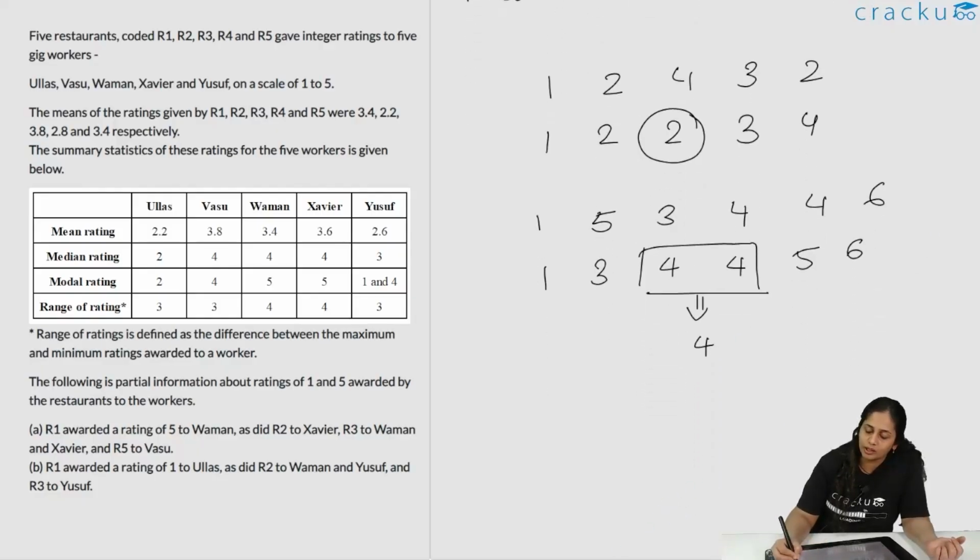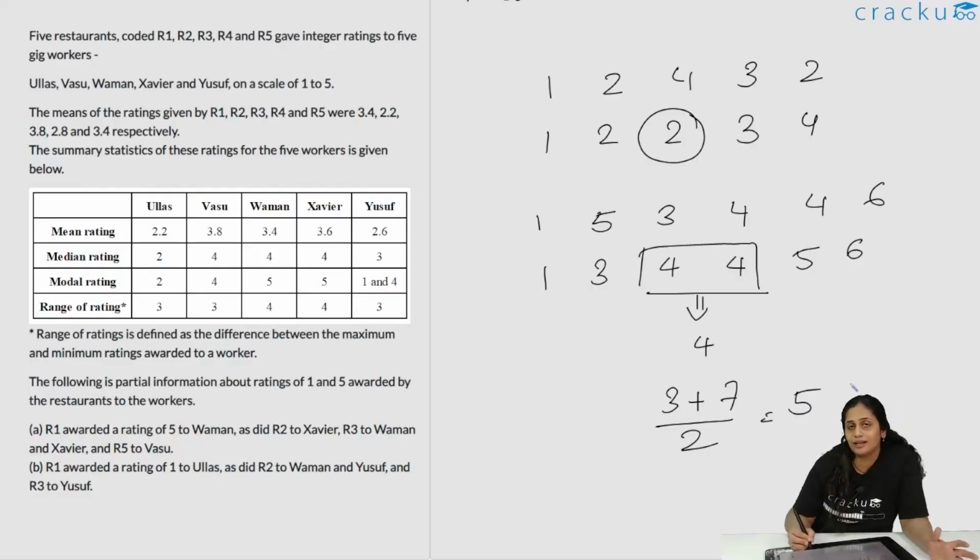Suppose the middle two terms are say 3 and 7. This will be 3 plus 7 by 2. So the median would be 5. So it is entirely possible that the median is not even part of the set. So in case there are an even number of terms, the median can even be not part of the set as such.